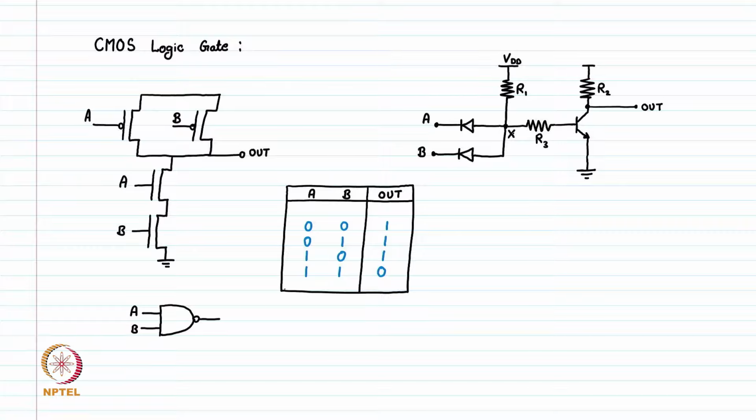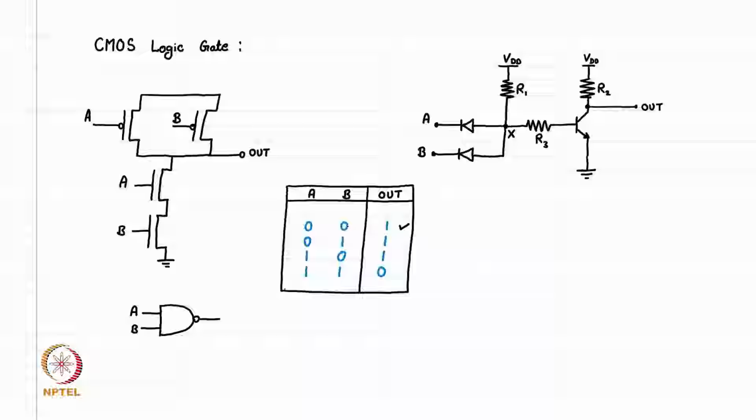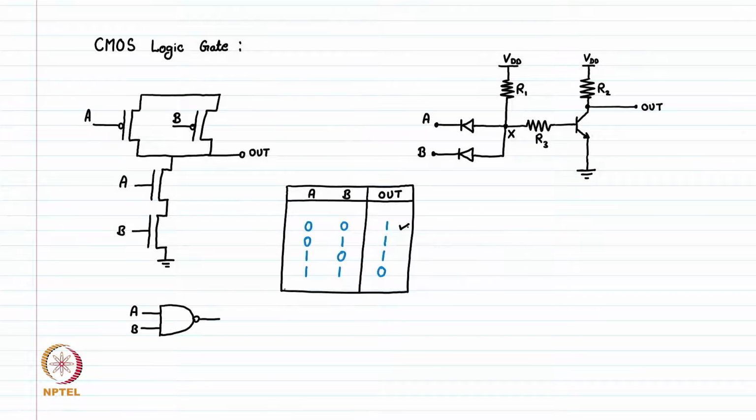So when this node X becomes low, this BJT will turn off because the emitter is grounded and the base is also grounded through these diodes. So this BJT will turn off, and when this BJT turns off, the output will be pulled to VDD using R2. So the output will be pulled to high. So this is the first line where signals A and B both are 0, then the output is high.